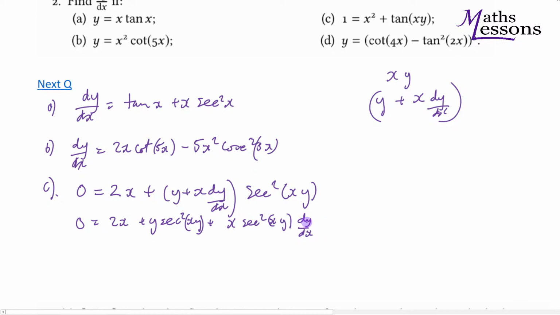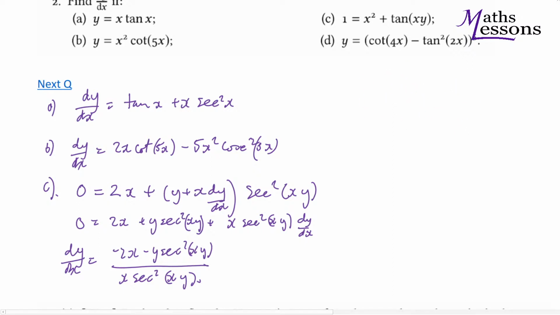And if I rearrange this, if I get dy by dx on its own, I'll get minus 2x minus y sec squared xy. And I'm going to divide all of it by x sec squared xy. Right, I'm just going to rub this little bit of working out here to give myself some space to do part C and D.